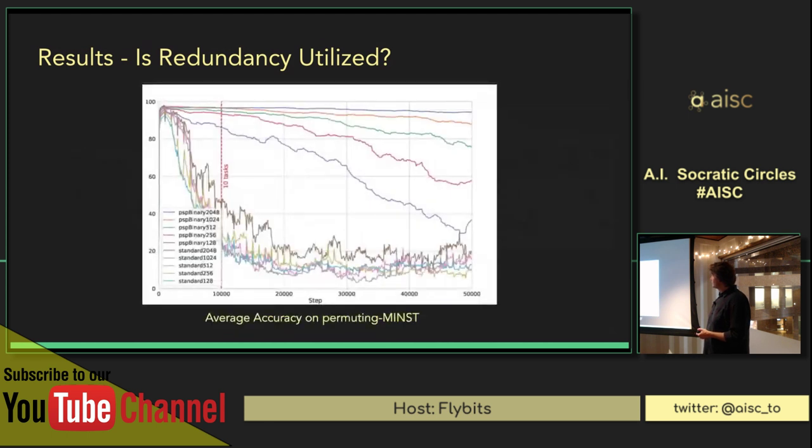Here we go with the results. The noisy lines here, this is average accuracy against steps. You can see that's like 10,000 steps all the way to 50,000. You can see the noisy results here. These are all the standard vectors. They also doubled the number of neurons that they used for the standard vectors. They all did really bad as it went on, as you added more tasks.